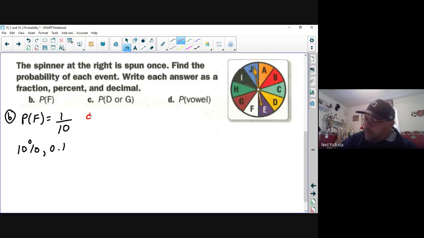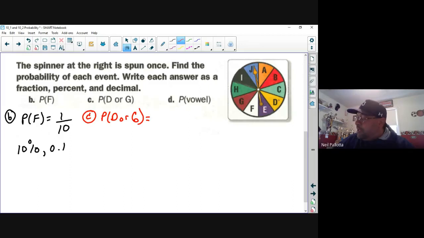Let's look at problem C. The probability of a D or a G. The probability of D or G. Let's see what that's going to look like. Probability of D or G.